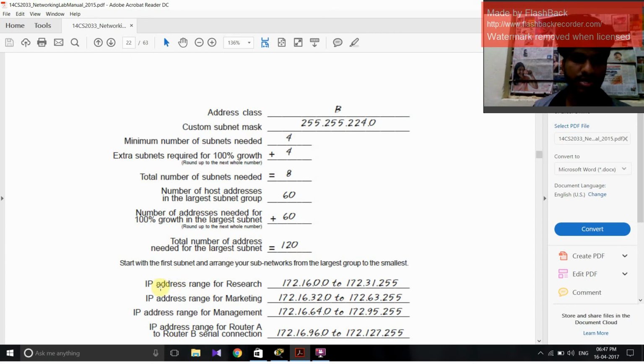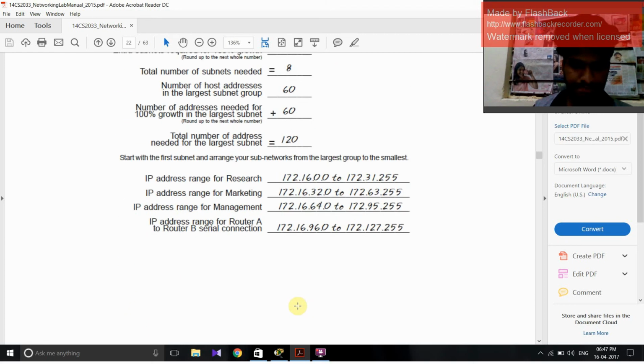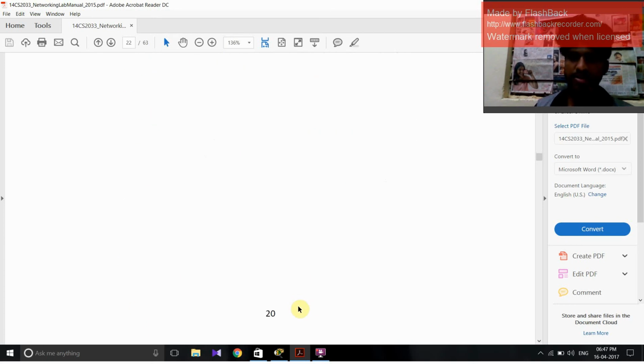And from there I'm going to show you the IP range of the research is 172.16.0.2 to 172.31.255. So the range used for research is this much, and also for the marketing is this much, and also the management is this much. And that's all for the subnetting.